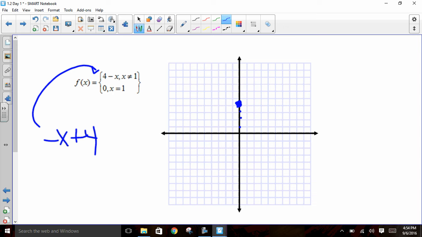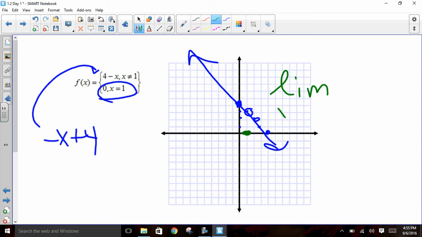Well, we know that it can't be at 1 because when it's 1, it's 0. So I can't have a dot here. I'm going to have an open one. Down 1 over 1. Down 1 over 1. Down 1 over 1. There's my line. But I know that it is 0 when x is 1. So let's take a look at the limit as x approaches 1 of f of x.